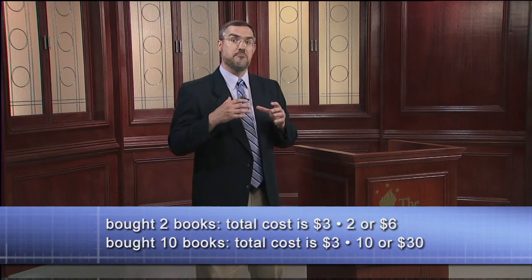So if you bought B books, the total number is 3 times B for your cost for the books before shipping. Well, we need to add the shipping in. So how much is that going to change my algebraic expression? Well, the shipping cost is $5 added on to the cost of the books for any order. It doesn't depend on how many books you buy. 1 book or 1,000 books, your shipping cost is just $5.